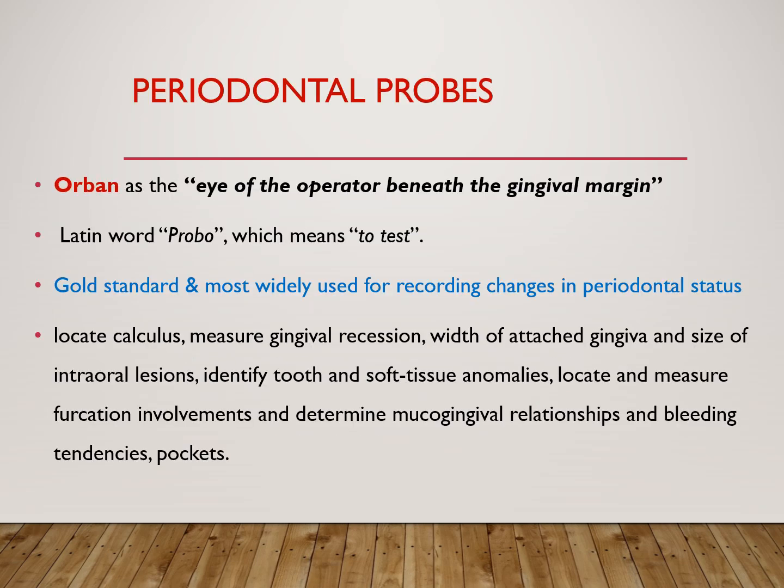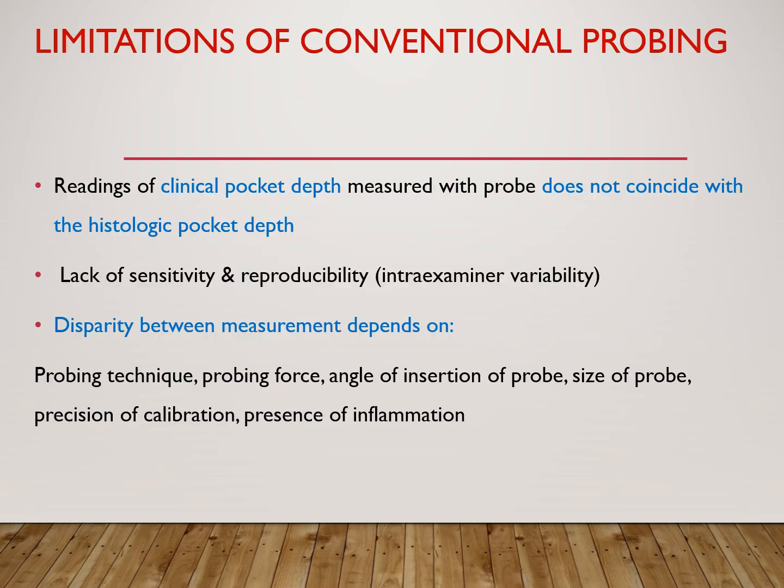Talking about periodontal probes, as per Orban, these probes act as the eye of the operator beneath the gingival margin. The word comes from the Latin word probo, which means to test. These are the gold standard, and they are most widely used for recording changes in the periodontal status. Probes, we all know, are used to locate calculus, to measure periodontal pockets, to measure gingival recession, to measure the size of intraoral lesions, and to determine mucogingival relationships, etc.